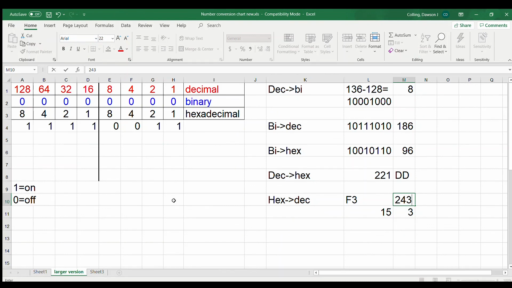Before I was shown how to do it this way, number conversions was like hell on earth. But now that I know how to do it this way, it's like a walk in the park. And I hope after watching this video, it's a walk in the park for you as well.